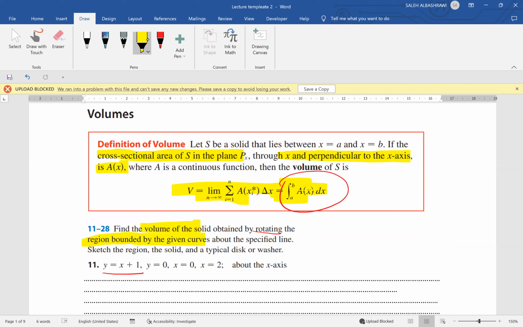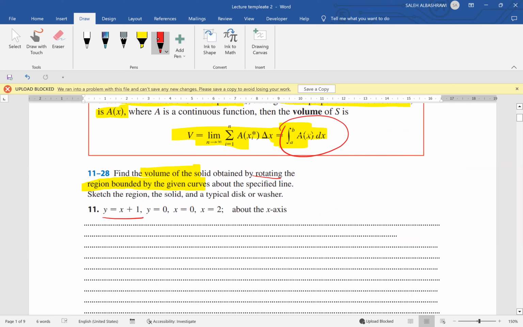So in the first step, let's graph the function, or let's find the bounded region R. I have y equal to x plus 1, a linear equation. We can find two points: when x equal to 0, y equal to 1, and if y equal to 0, x equal to minus 1. So it is a straight line. This is y equal to x plus 1.